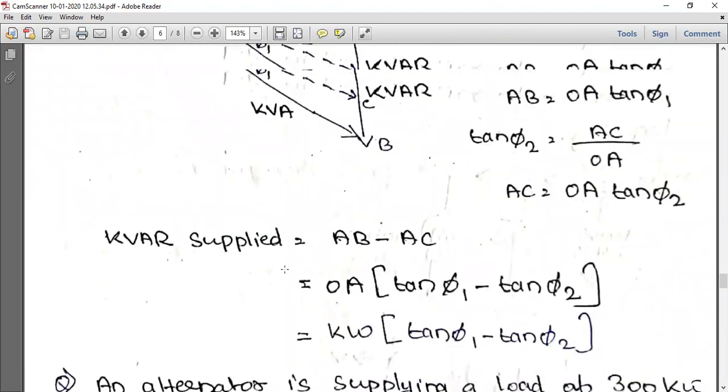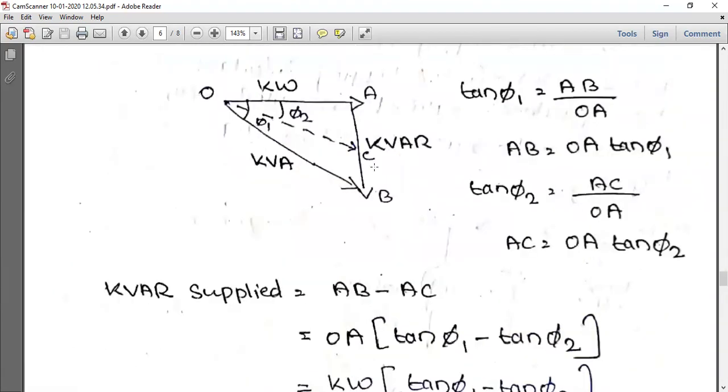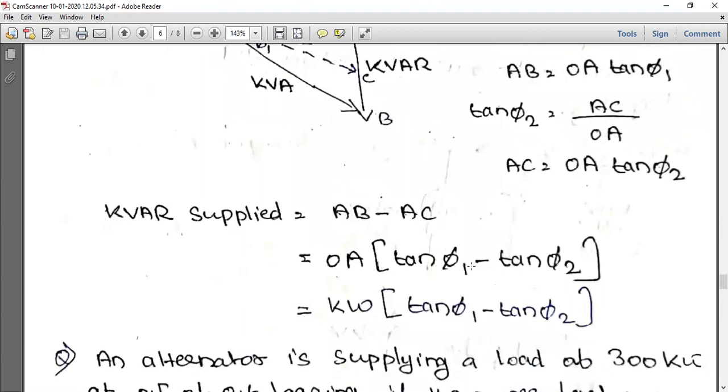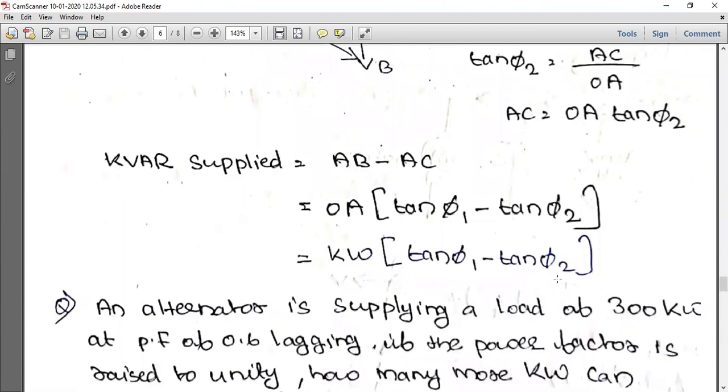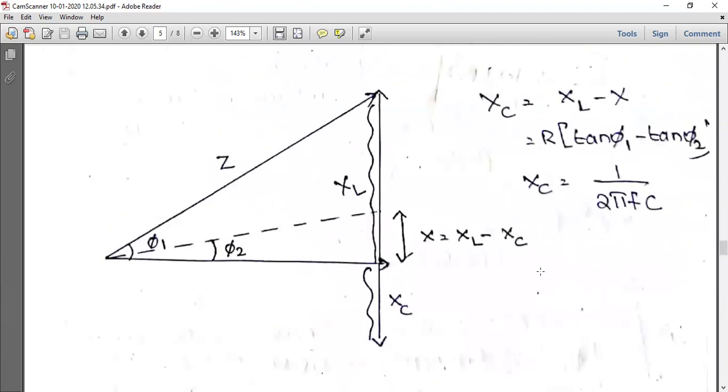So kVAR supplied is equal to AB minus AC. You see? So kVAR is equal to OA times (tan phi 1 minus tan phi 2), so kVAR is equal to kW times (tan phi 1 minus tan phi 2). Very important equation. Okay, it's a very important equation.